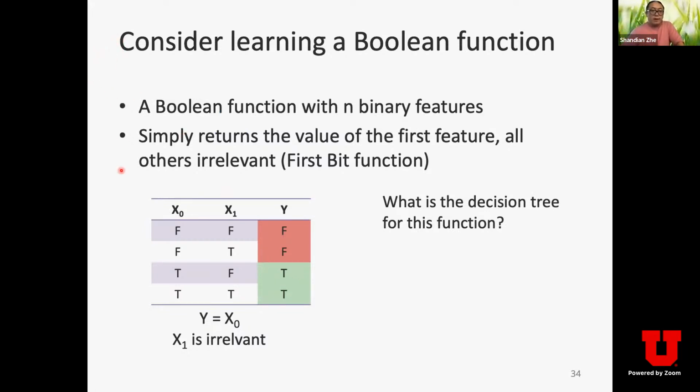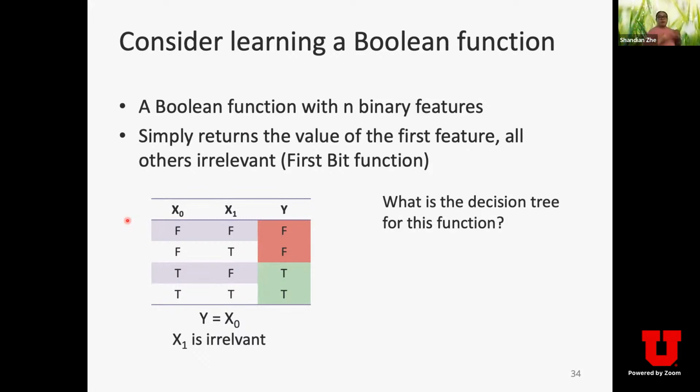So suppose this is our task. We want to learn a Boolean function, and this Boolean function is determined by binary features. It means that I got a set of features, each feature can take either 0 or 1, and the function value is also true or false, meaning 0 or 1. So here's one example: suppose I want to learn a Boolean function of 2 binary features. Obviously, this function can be represented by this table, which contains every combination of the values of these 2 features and the corresponding function value.